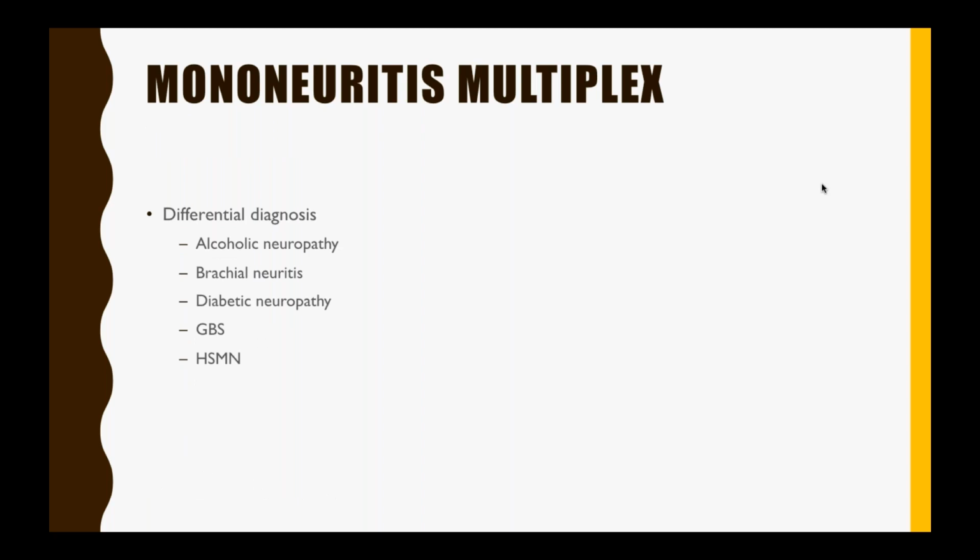For the differential diagnosis, we need to distinguish mononeuritis multiplex from alcoholic neuropathy. Alcoholic neuropathy is a type of polyneuropathy where the axons will be damaged at the more distal locations. Brachial neuritis would just affect the upper extremities. Diabetic neuropathy, similar to alcoholic, will involve the distal nerves, but there will be findings of myelin damage as well.